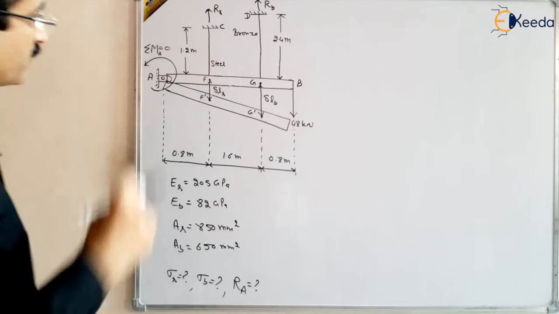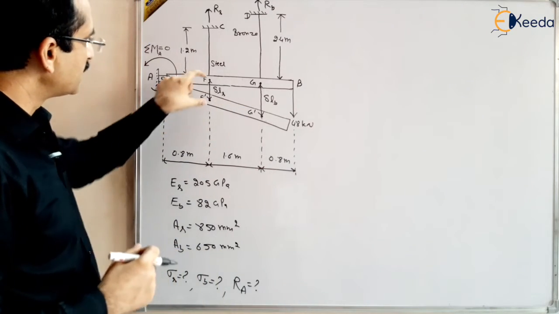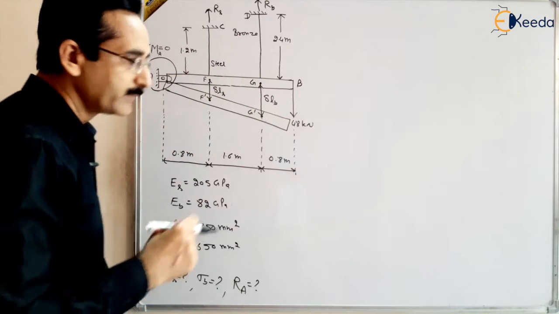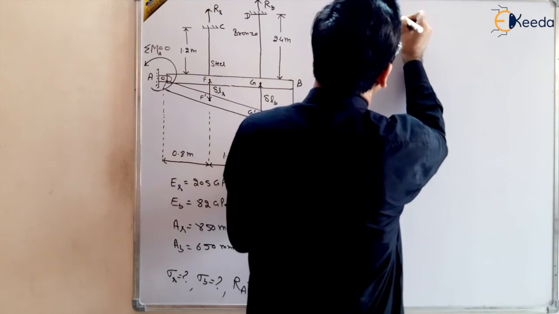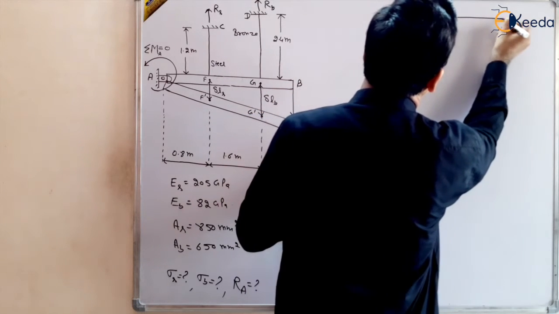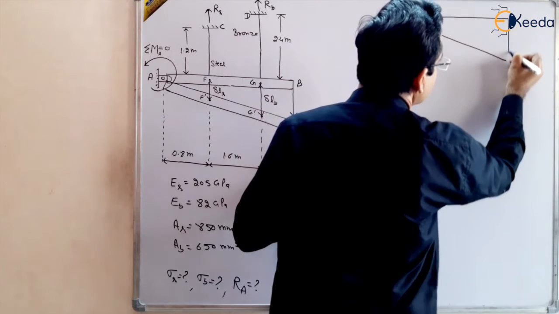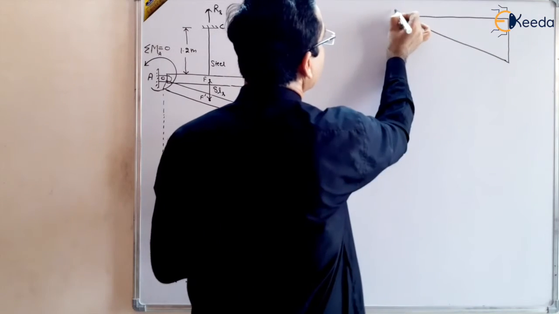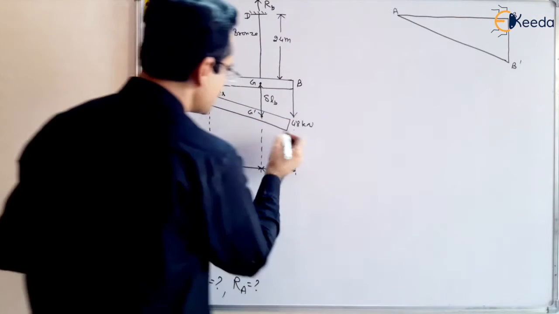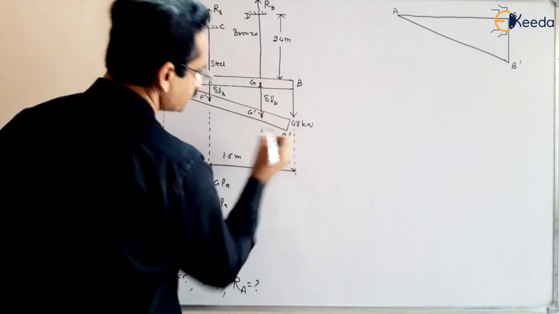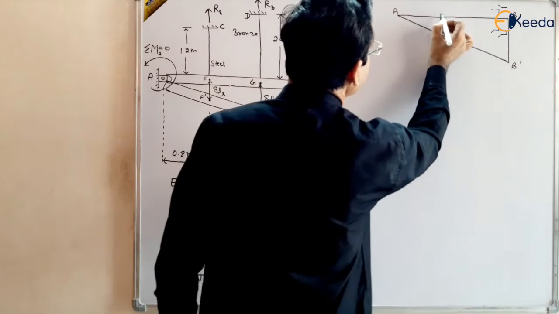So here, first of all, let us find out the relation between delta LS and delta LB, right? So how to find out the relation between delta LS and delta LB? This is our rigid bar before deflection, and this is our rigid bar after deflection. This is the rigid bar before deflection, AB, and after deflection this point is B dash, and this point is F dash.